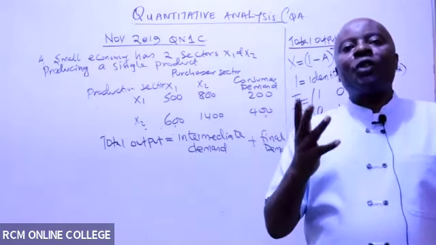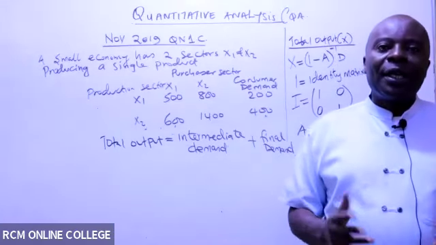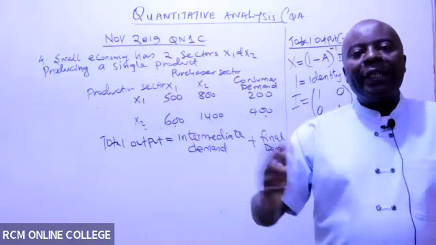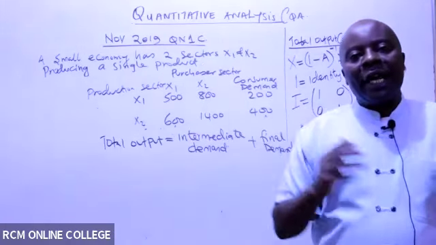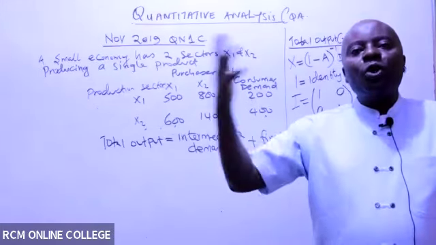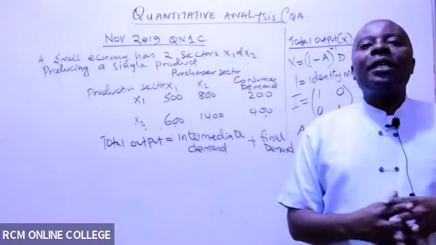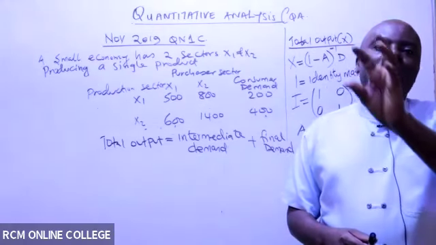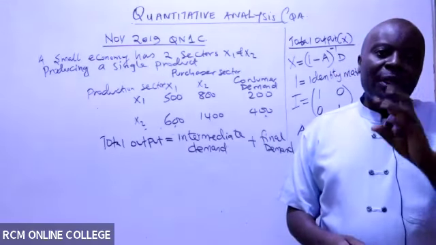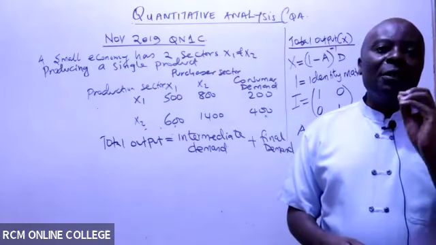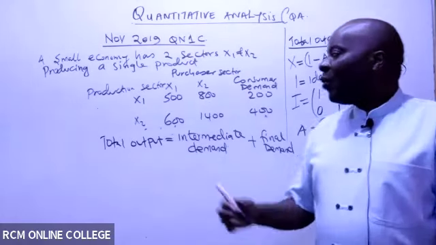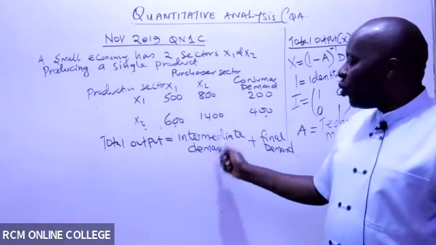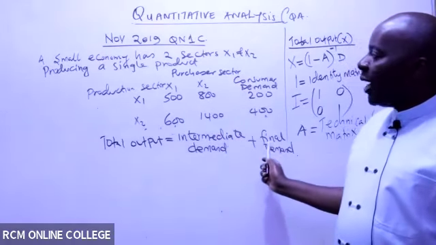Assuming you produced 100 bags of maize, 10 will be consumed by the sectors for further production, and then 90 will be given outside. Whatever goes out of the sectors is what we are calling the final demand, the demand that is coming from consumers. So final demand is also known as what here? The consumer's demand. Anytime they want you to get total output, you must always remember this: the total output equals intermediate demand plus final demand.